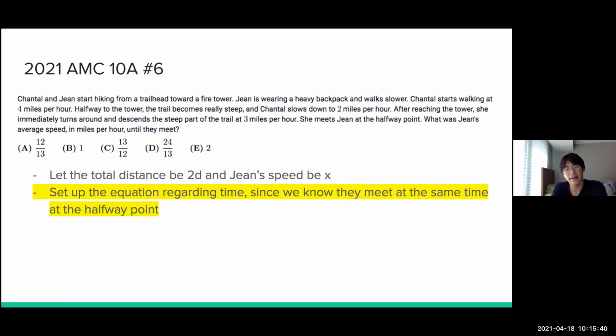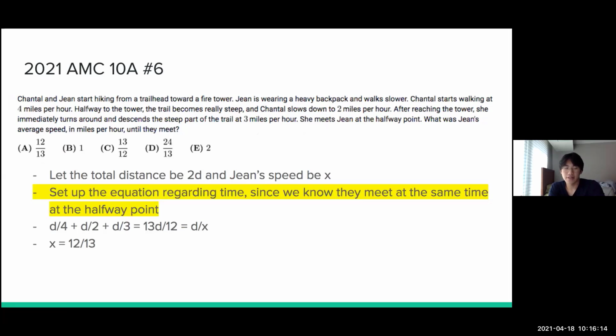However, we know that they meet at the same time, so it's easy to set up an equation where their times are equivalent. And if you read the question properly, then you should understand that it's just d over 4 plus d over 2 plus d over 3. And then if you just simply add these up as fractions, you get 13d over 12 equals d over x, which is how much time Jean will take to get to the halfway point. And that makes the answer pretty obvious, as x equals 12 over 13.